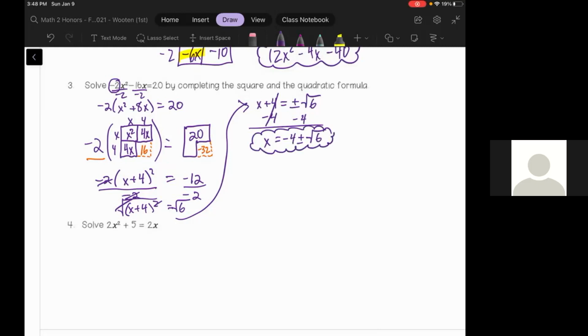Remember, anytime you have a plus or minus part, and then you just have a positive or a negative number on that same side, just put that number in front of the plus or minus part. Okay, so when I complete the square, this is the solution I get.